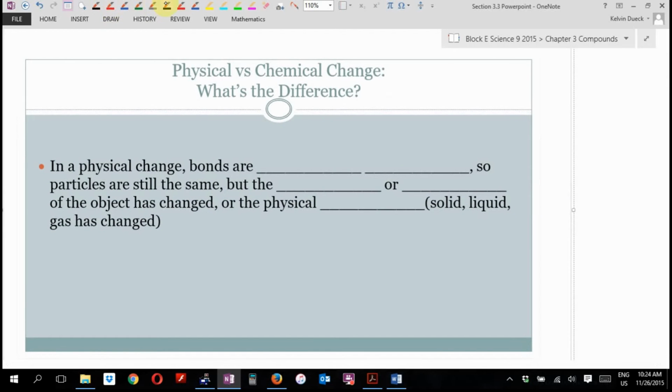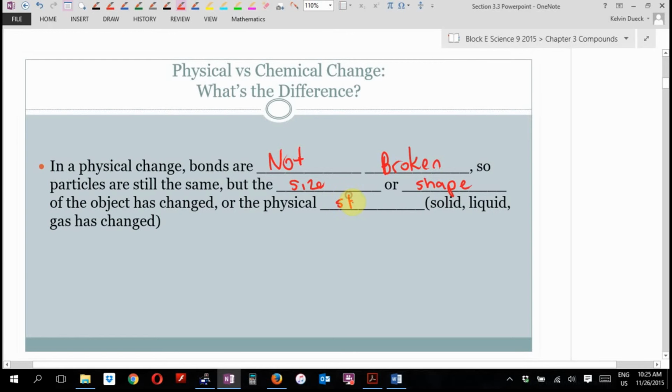So I already said this. I said in a physical change, chemical bonds are not broken. So the particles are still the same, but the size or shape of the object has changed, or, and this is where we left off, or the physical state, solid, liquid, gas, has changed. So every time you go from a solid to a liquid to a gas, those are all physical changes, but you haven't changed the particular makeup of the compound. Or if you change the size, or if you change the shape. Let me give you some more specific examples.